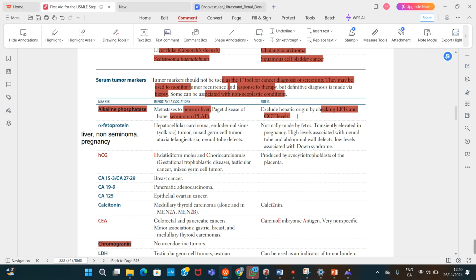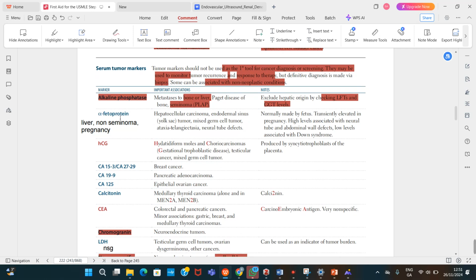So if they are normal, then you can say that, okay, it's likely to be from the bone, or maybe there's a tumor like a seminoma somewhere that is producing this guy. So seminoma produces because they have some embryonic remnants that have pluripotent potential to produce some enzymes or some products that can be produced from the placenta, like alkaline phosphatase. So the next is alpha fetoprotein.